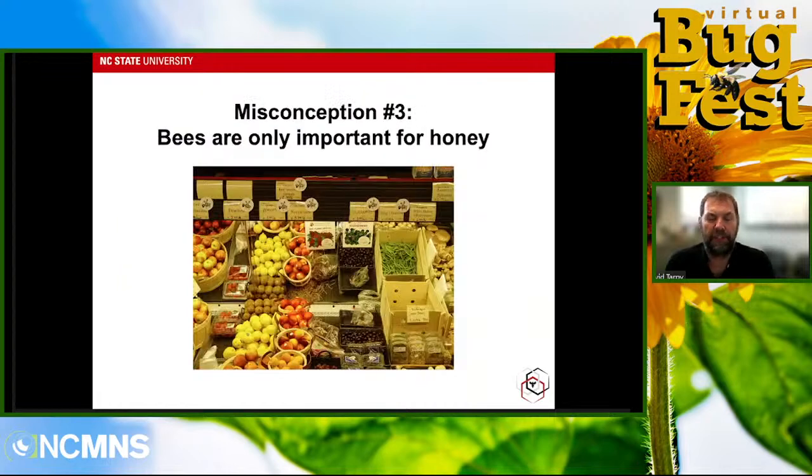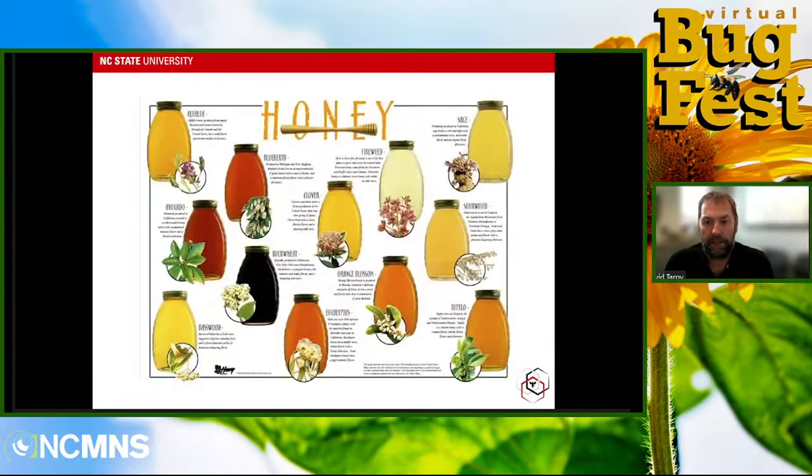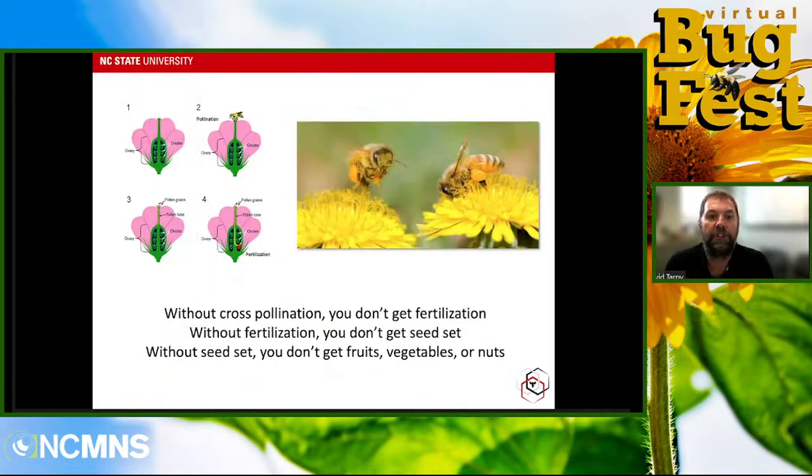A third misconception that's out there that's probably not as commonplace as it used to be, but it used to be thought, at least, that bees are really only important for honey, right? That bees only serve a purpose of providing us honey. And while honey is indeed a product of honeybees, not all of the other bees, and there are many different types of honey that are out there, their production of honey as a food source, as a sweetener for us as humans, pales in comparison to their true importance, which is their integral role in cross-pollination of plants.